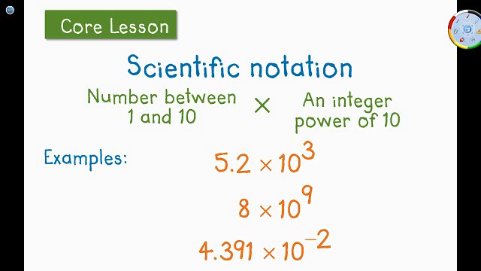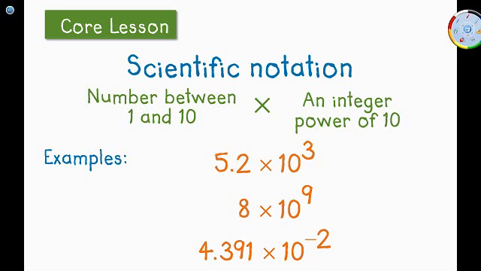5.2, look, that's our number between 1 and 10, times our power of 10, which is 10 to the third power. We also have 8. Here's our number between 1 and 10. This isn't a decimal, but you could imagine it has a decimal, right? 8.0. Sure. Times 10 to the 9th power. That 9th power is going to tell us how many positions we need to move that decimal to the right.